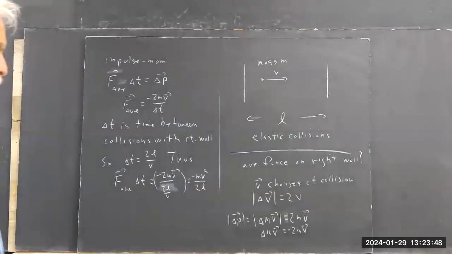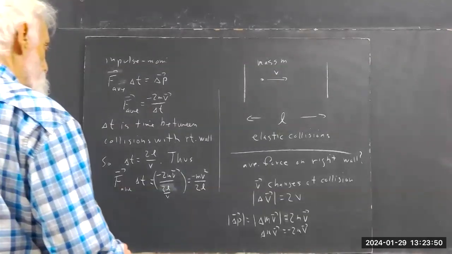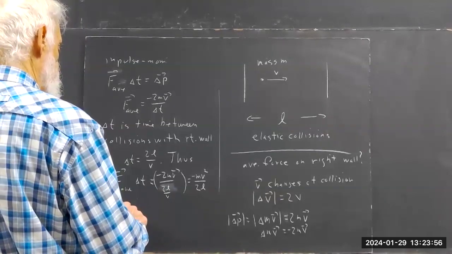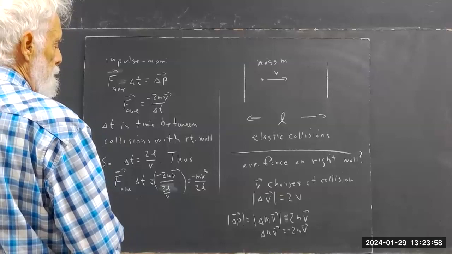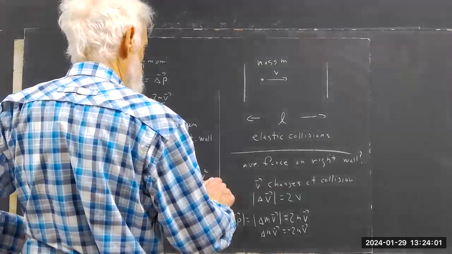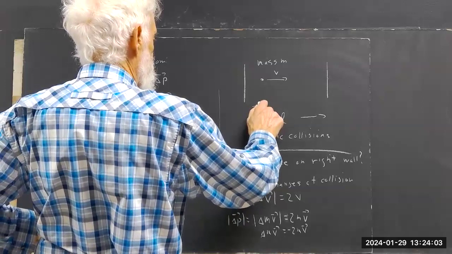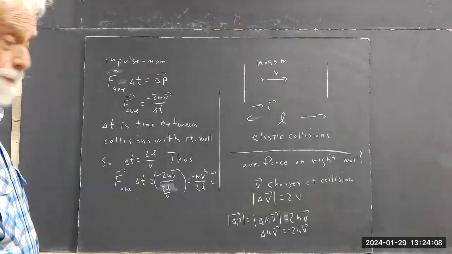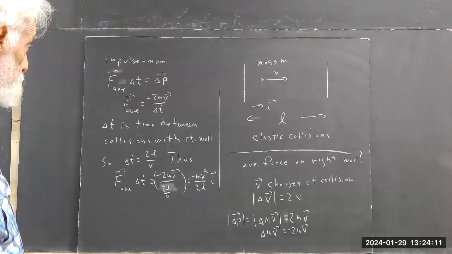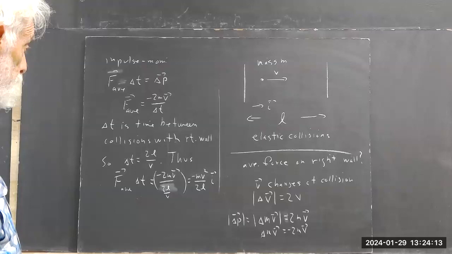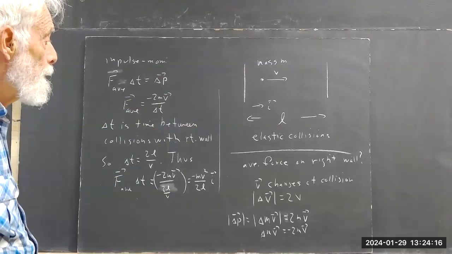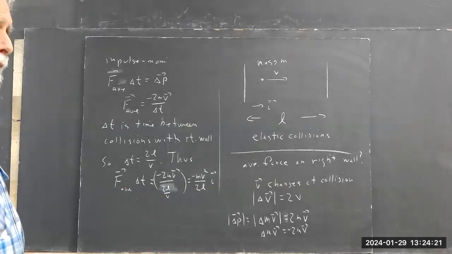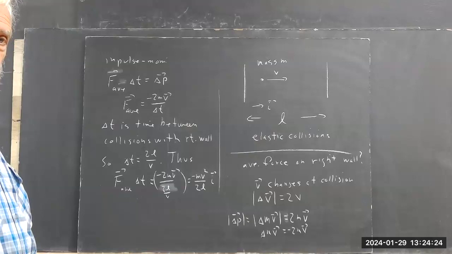So the average force is mv squared over 2L. And that's the average force, the force on the right wall or the force on the particle.